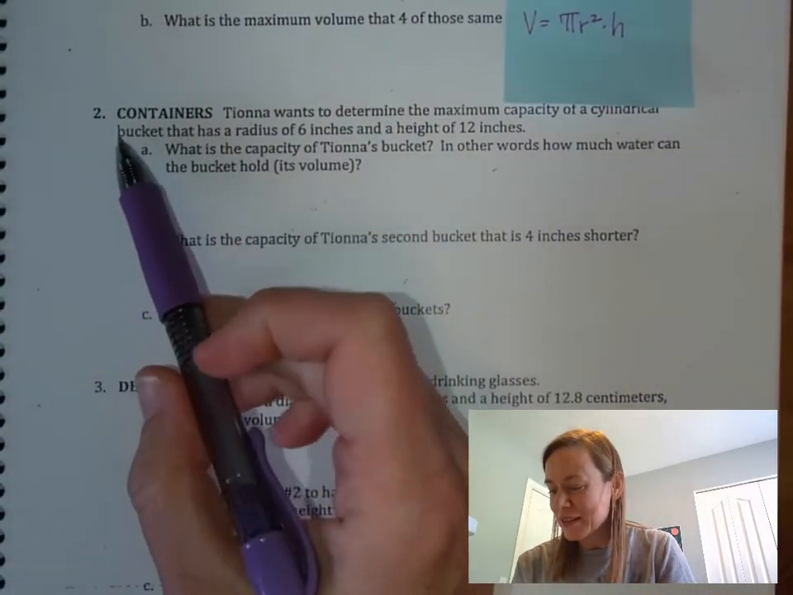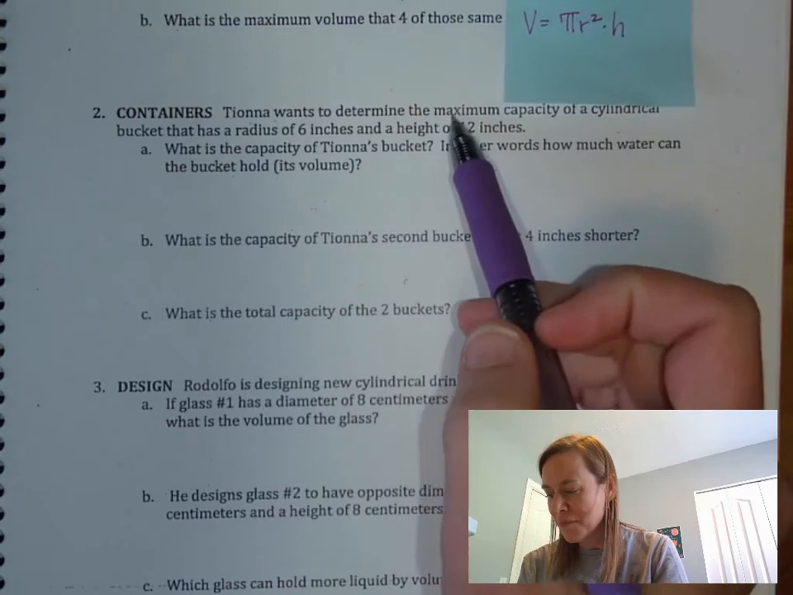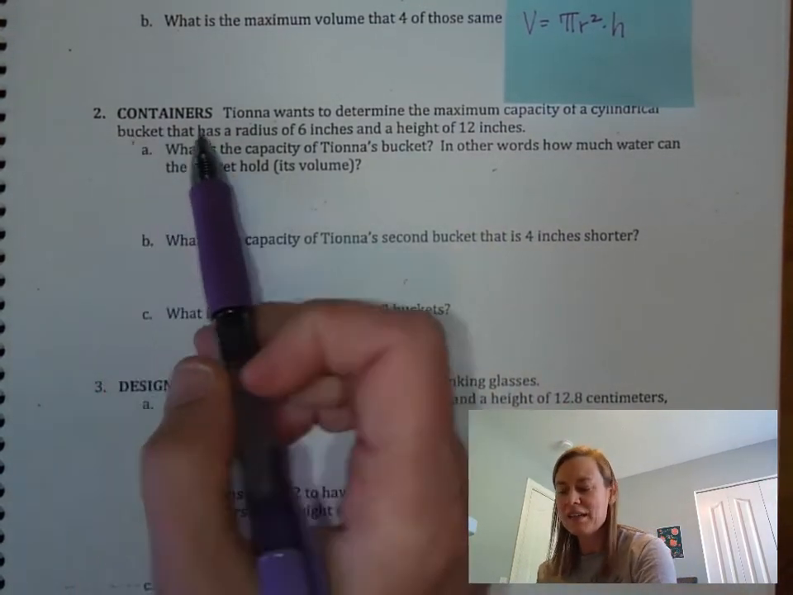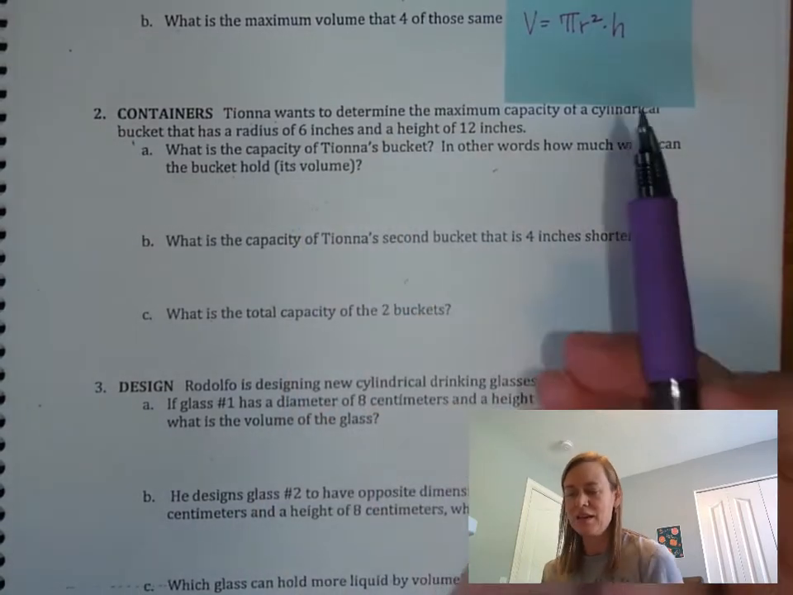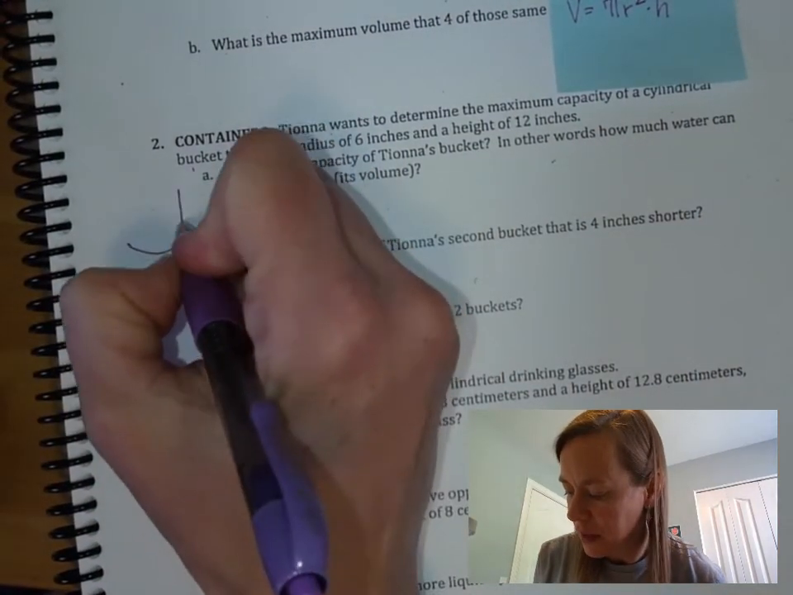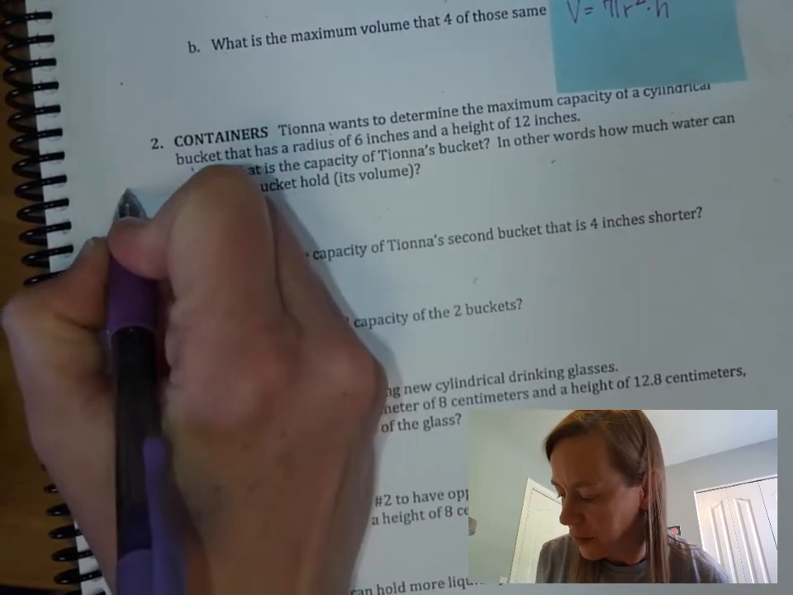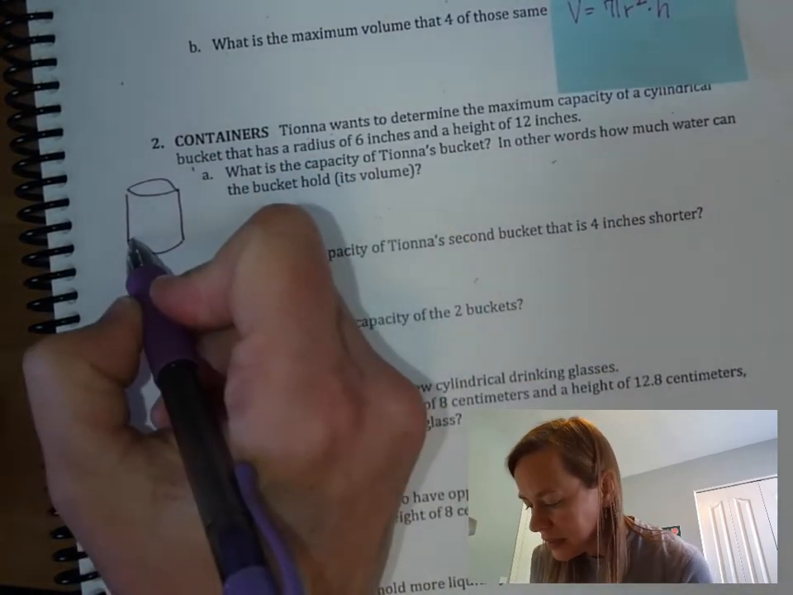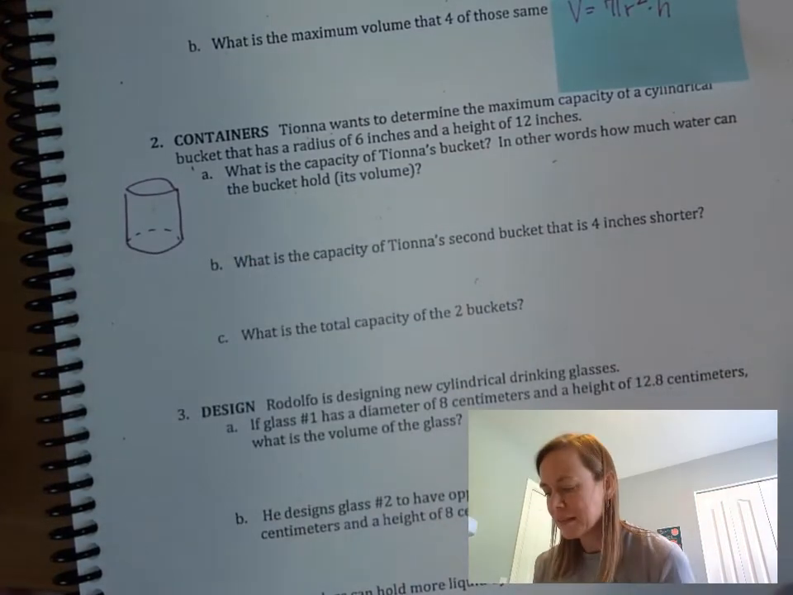So containers. Tiona wants to determine the maximum capacity of a cylindrical bucket that has a radius of 6 inches and a height of 12 inches. Okay, so let's start by drawing this bucket. I've got the bucket, looks kind of like this. It's a perfect cylinder, it's got straight sides. And it looks like, let's see, the circle would continue around and back like that.